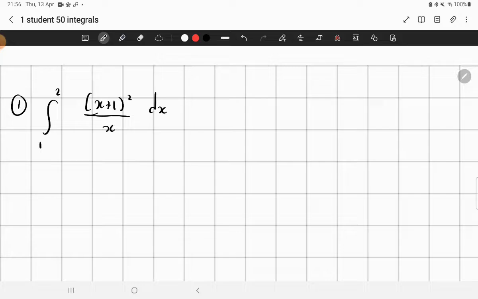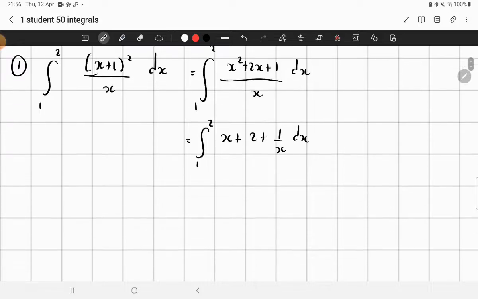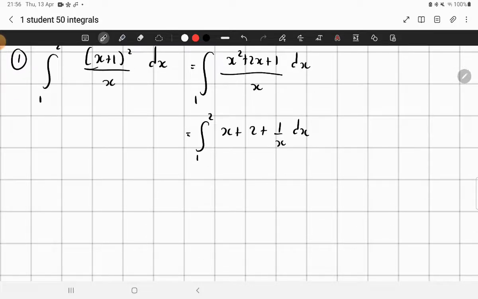What we are going to do is expand the numerator to obtain x squared plus 2x plus 1, divided by x, dx. And you could separate this single term into 3 separate terms. By doing so, you will have x plus 2 plus 1 over x, dx. And from this expression, you could obtain the integral very nicely. Knowing your basic integration rules and formulas, you can solve this very easily.